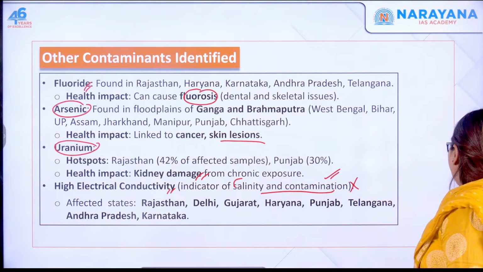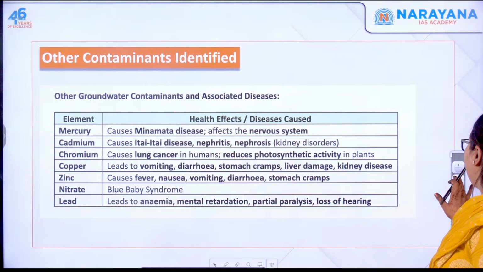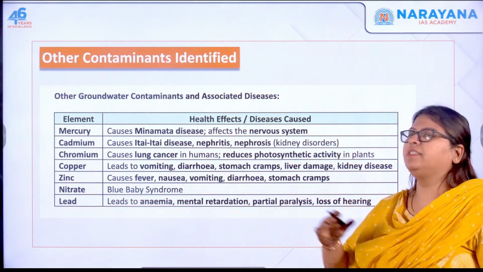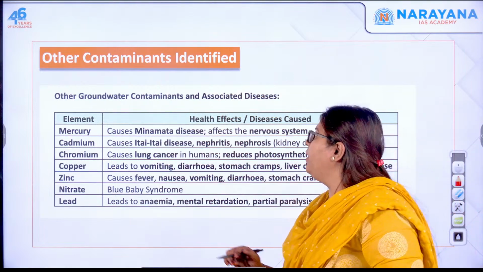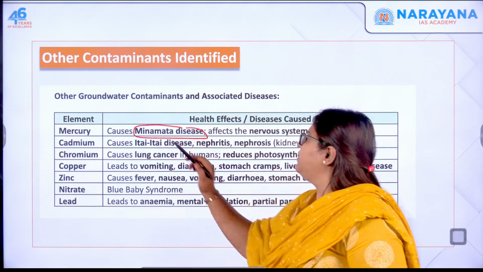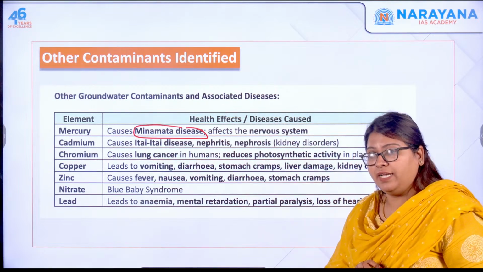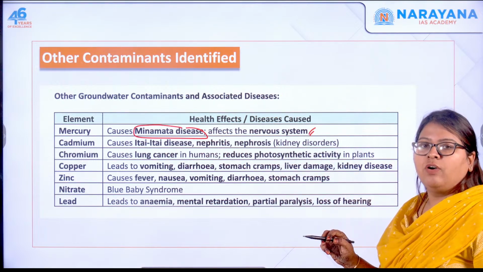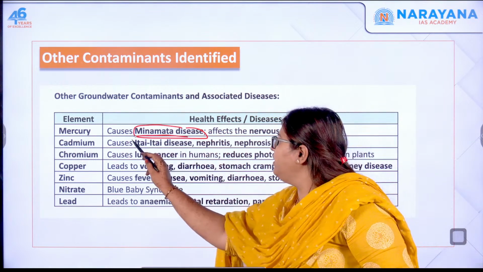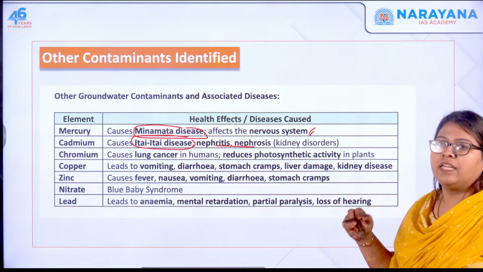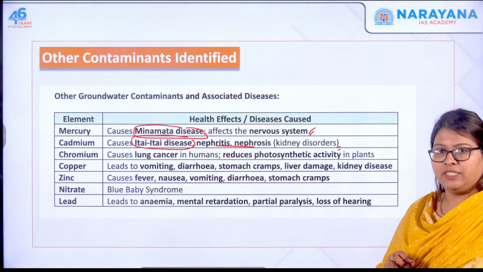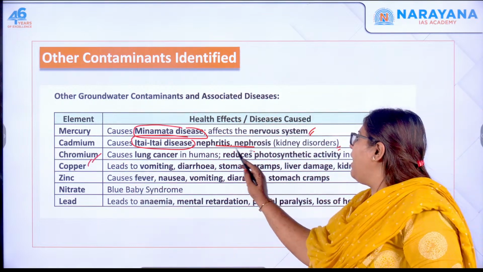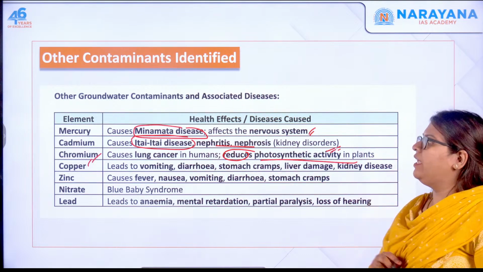Just leave this. And then finally, what is very, very important, the last slide for today, these are the contaminants and these are the diseases that it can cause. Very important, mercury causes Minamata disease. We saw Minamata convention, right, for which the funding has been given. Very important. So, affects the nervous system. Cadmium, it causes itai. Okay, so this is a disease, results in nephrosis, nephritis, that is kidney disorders, nephrons. Next one, chromium, causes lung cancer and reduces photosynthetic activity in plants.